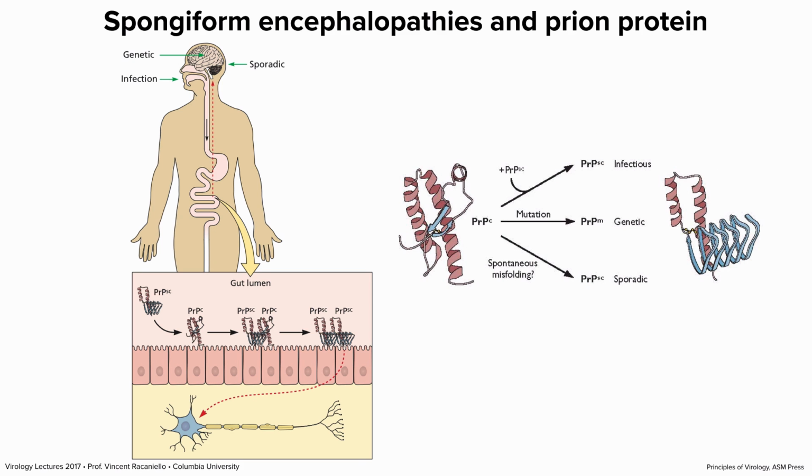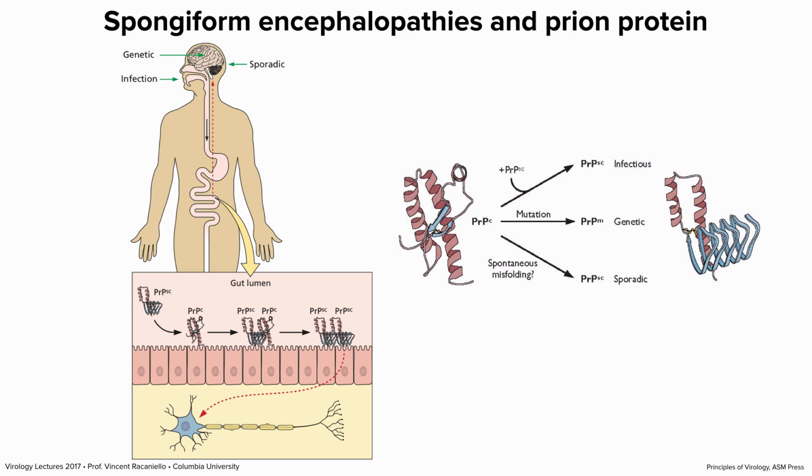Now, the way this works, these 3 different ways of transmission or development of the disease, right? Infectious, genetic, and sporadic. The genetic and the sporadic, the protein is just misfolding in your CNS, right? You don't have to acquire it from anyone. And so that initial prion protein misfolds, and that catalyzes the misfolding of all the others. And once enough are misfolded, then you have the disease.